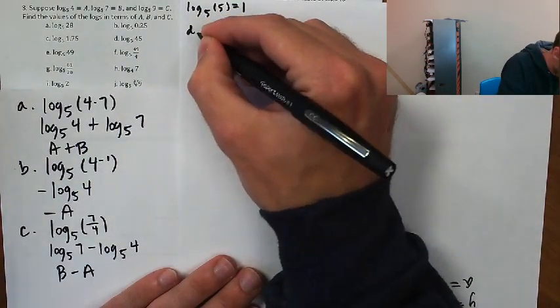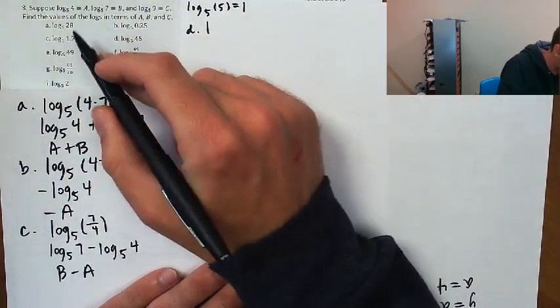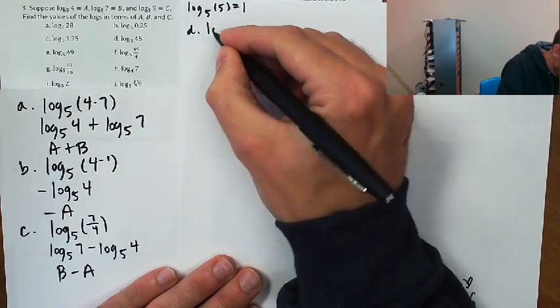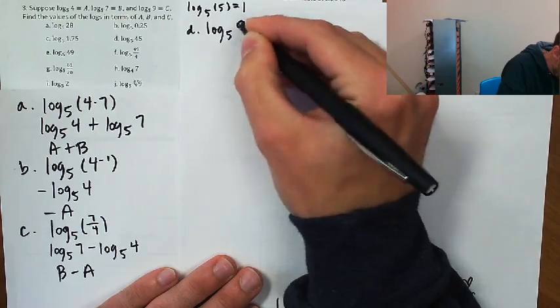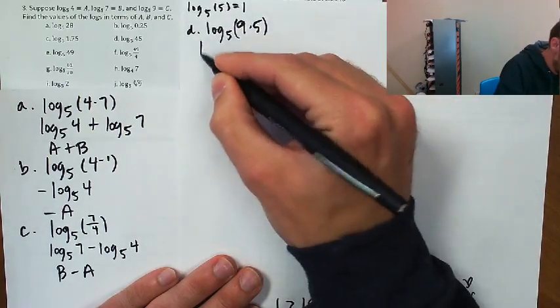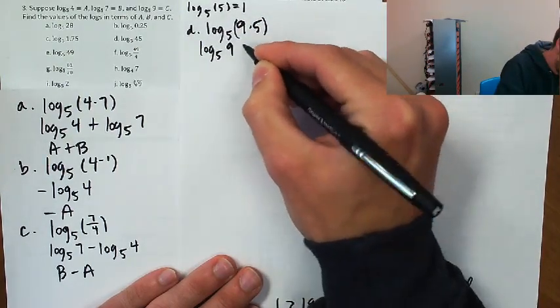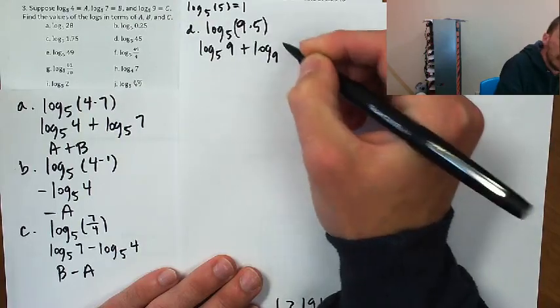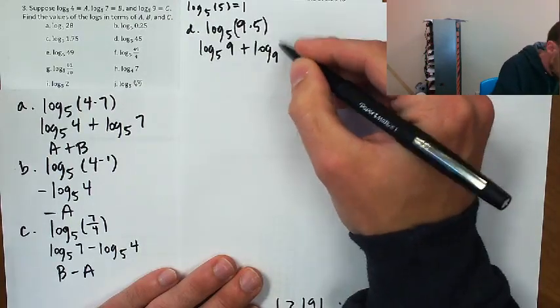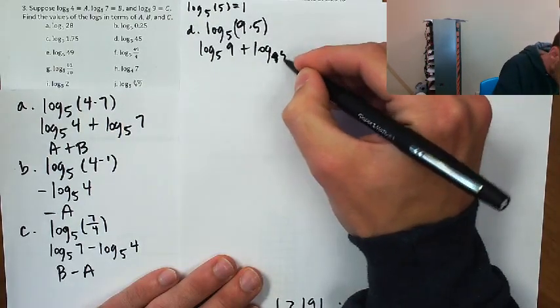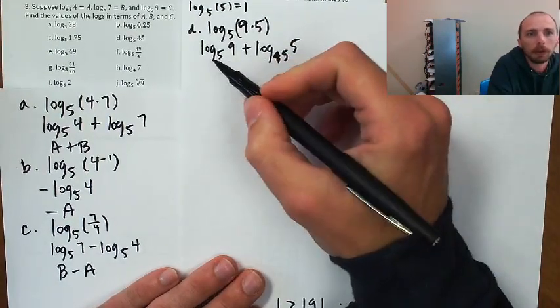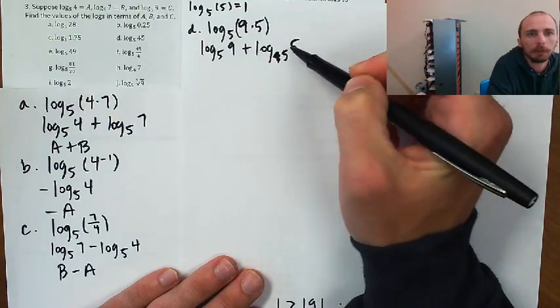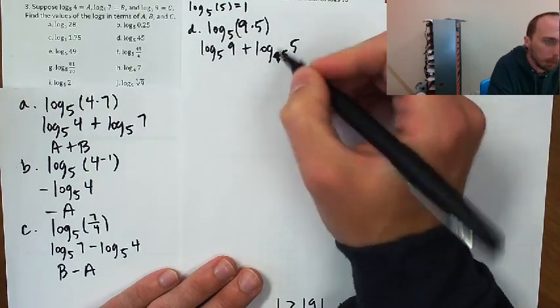Right. D is log base 5 of 45. 45 is just 9 times 5. Okay, so that's going to be log base 5 of 9 plus log base 5 of 5. I didn't have that other thing. But I've got all this here. Log base 5 of 9 is C. Log base 5 of 5 is 1. So it's going to be C plus 1.